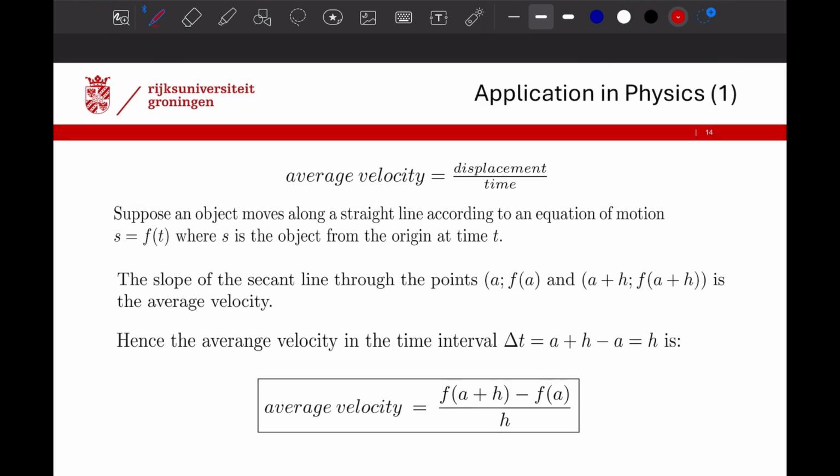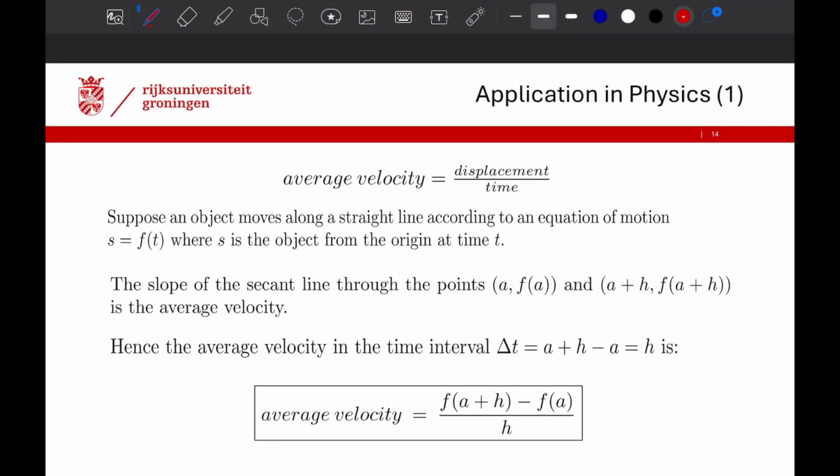Now, application in physics. We now want to talk about the application in physics. So we have seen the theory, we have talked about these very important lines, their slopes, and now we just revisit everything in the context of physics. More specifically, we are talking about velocity. So if you remember at the very beginning, when I was talking about the secant line, I said that the slope of the secant line has a very important meaning, and that meaning is actually the average rate of change.